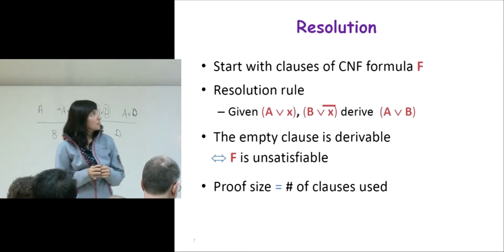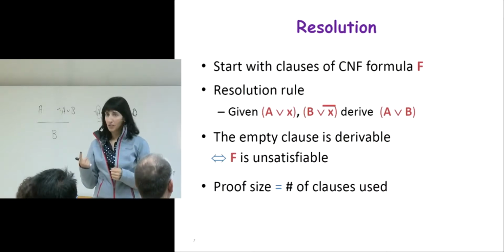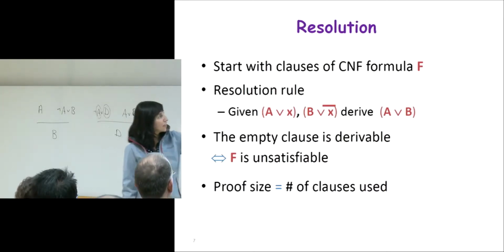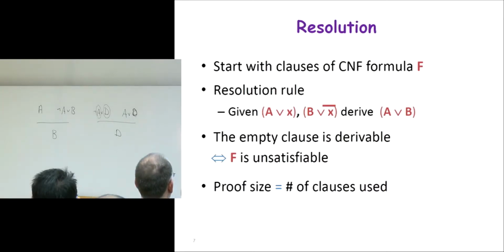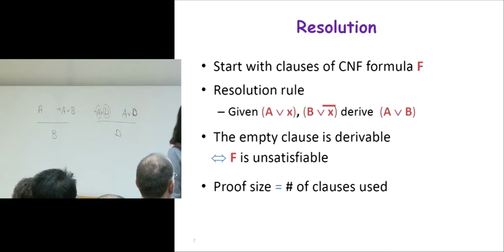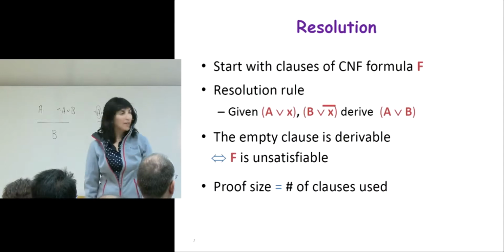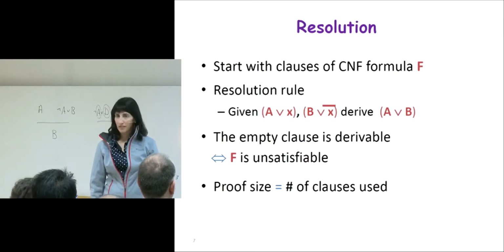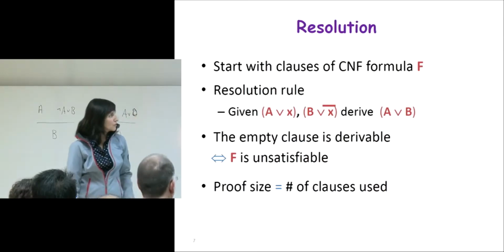And the resolution rule, there's only one rule. That's what's so nice about it. It lets you take two clauses that were previously derived, or are input clauses, part of the unsatisfiable formula, and you can derive this clause here. So here A is a disjunction of literals, and B is also a disjunction of literals, and you're resolving away the variable x, and you end up with a disjunction of all the other things. Okay, so it's called the resolution rule.